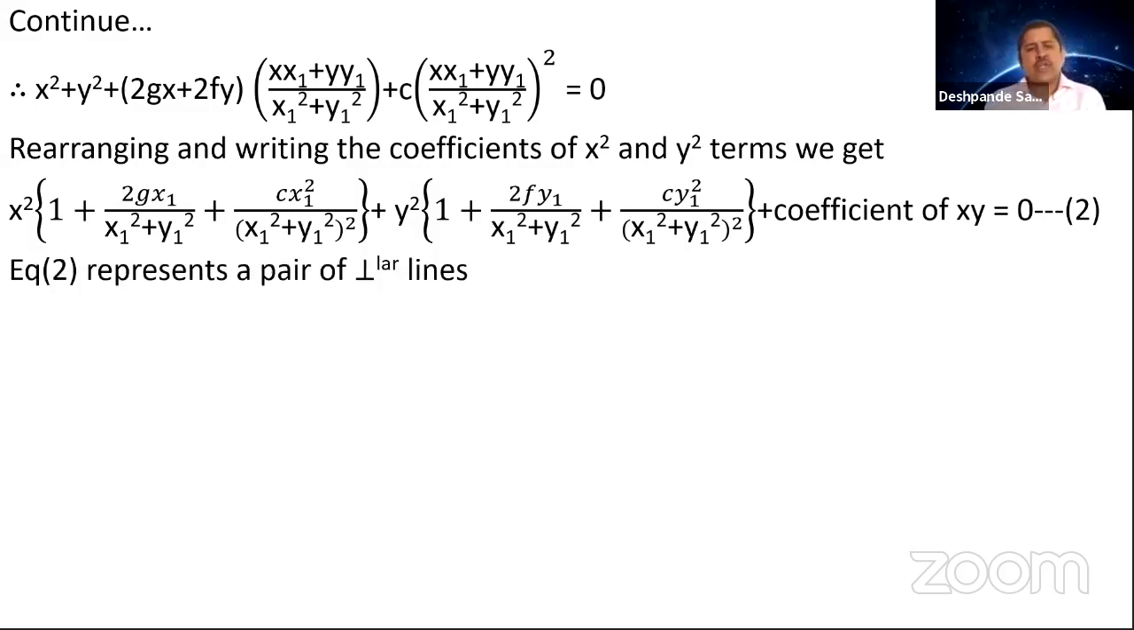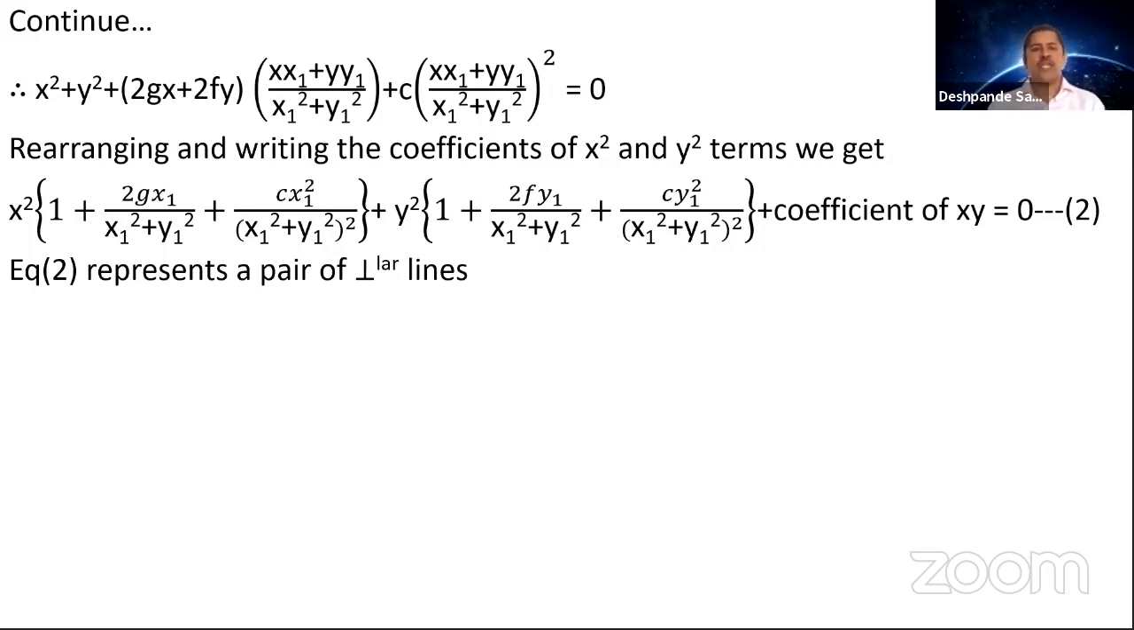Now you can say equation 2 represents a pair of perpendicular lines. It is given. So when can you say any second degree equation represents a pair of perpendicular lines? See, this is a second degree equation. Why am I calling it a second degree equation? Degree is 2 here, degree is 2 here, and here the degree is also 2 because x and y are multiplied. So it has become a homogeneous equation. So equation 2 is a homogeneous equation, and the task of homogenizing is over.